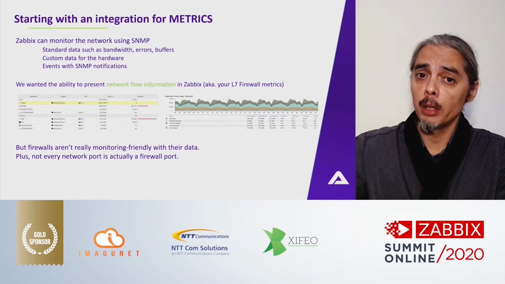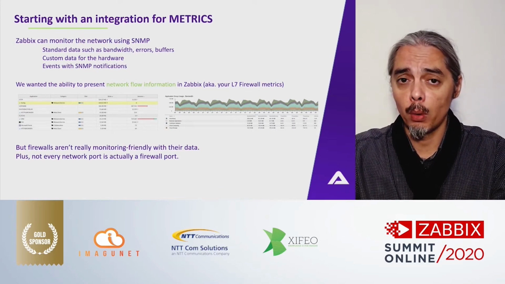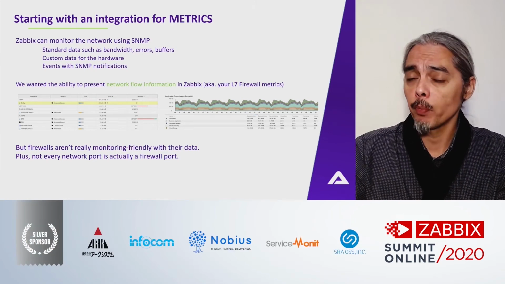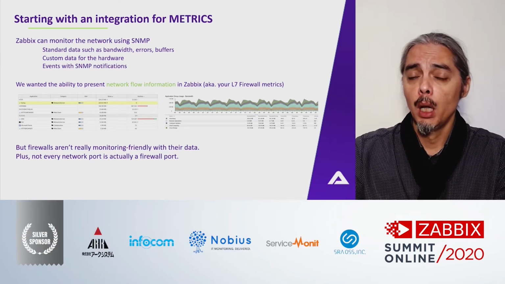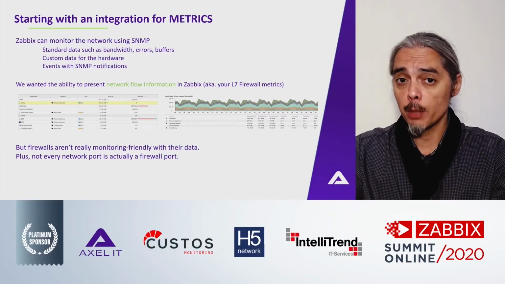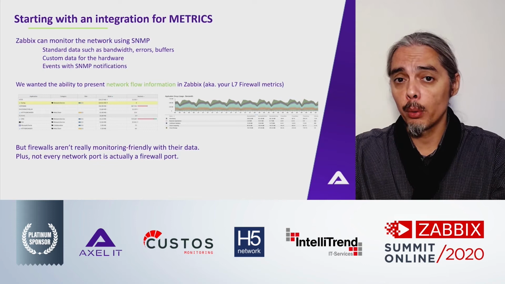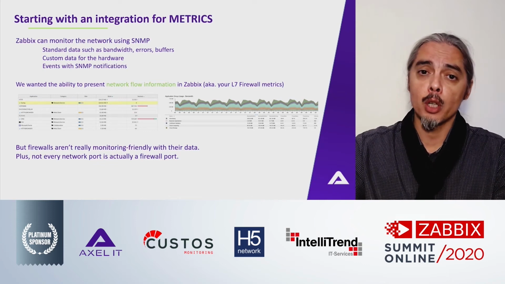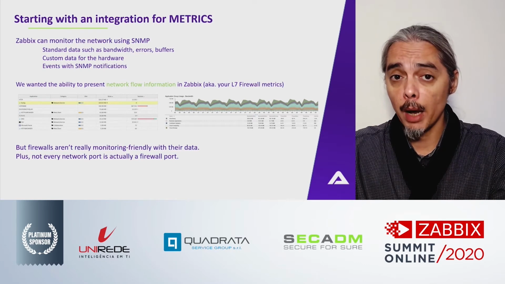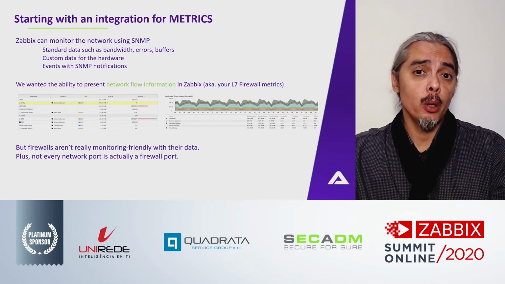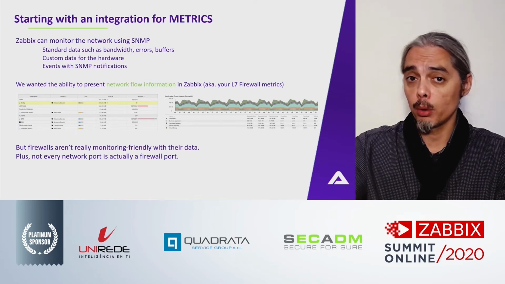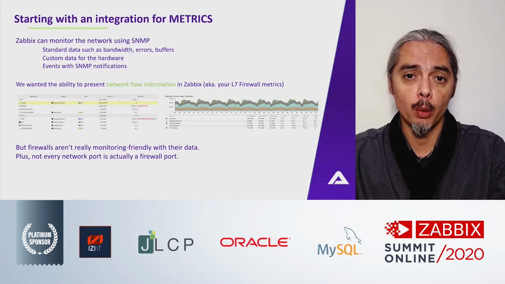The network can almost always be managed by Zabbix. You can use the SNMP protocol to manage your network equipment, where you will get data from interfaces such as bandwidth, errors, buffers, and hardware such as CPU or power supplies. You can also receive events, or so-called SNMP traps, which are actual notifications coming from the equipment.